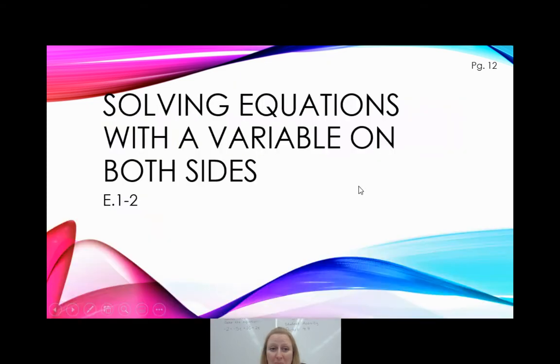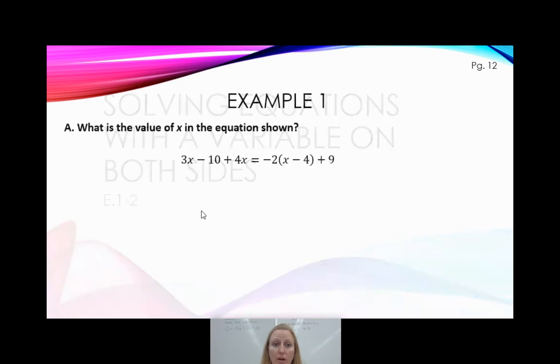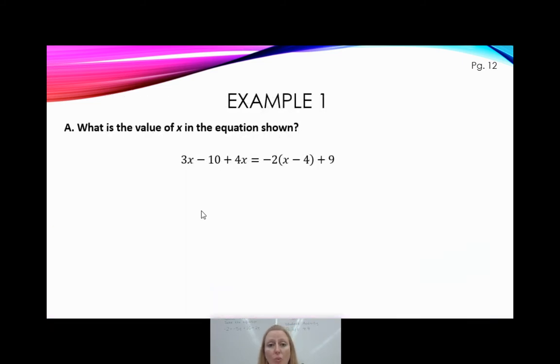It's up to you. So I hope you've got your notes ready to go. We're solving equations with a variable on both sides. Again, this is lesson E.1-2, and we're going to see our variables showing up on both sides of the equations, just like on that little modeling problem we were talking about. So what is the value of x in the equations shown? This is example 1. Again, it is worked out in your book, but see if you want to tackle this.